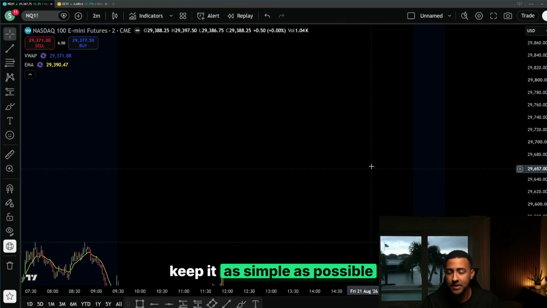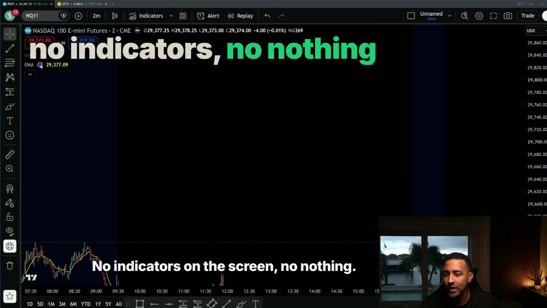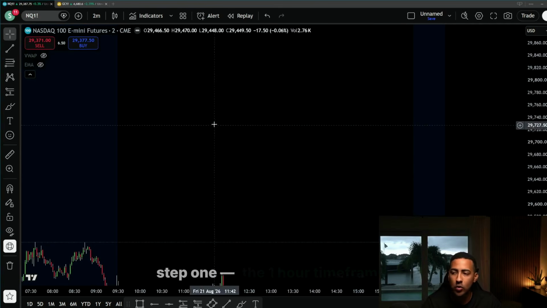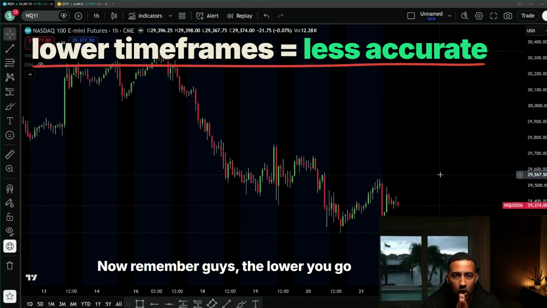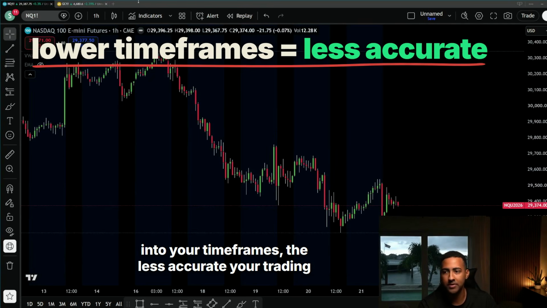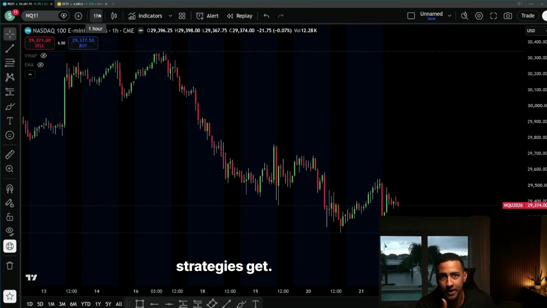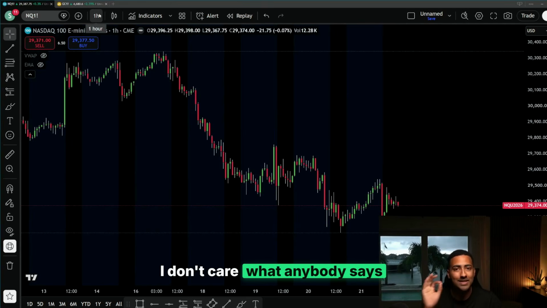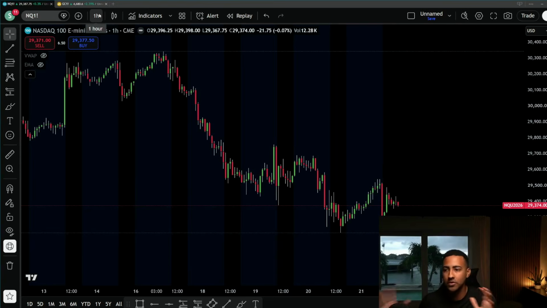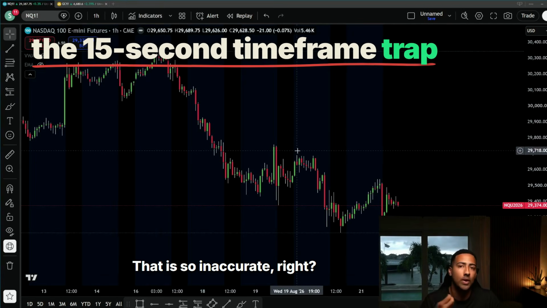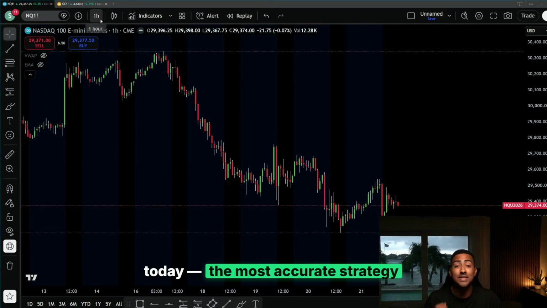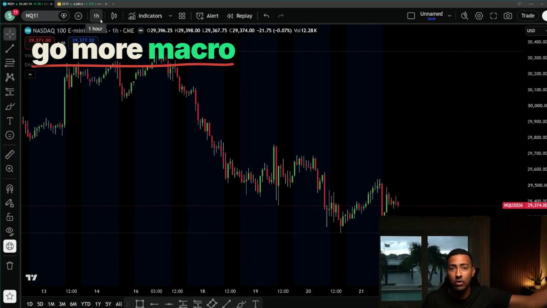So we need to keep things as simple as possible, right? No indicators on the screen, no nothing. All we're going to do is very simply go to the 1 hour time frame. Now remember guys, the lower you go into your time frames, the less accurate your trading strategies get. And I don't care what anybody says, right? This is the biggest mistake people make, is they listen to all the social media people that say drop to the 15-second time frame. That is so inaccurate, right? So what I want to show you today is the most accurate strategy that you can possibly have. You need to go more macro in your time frames.